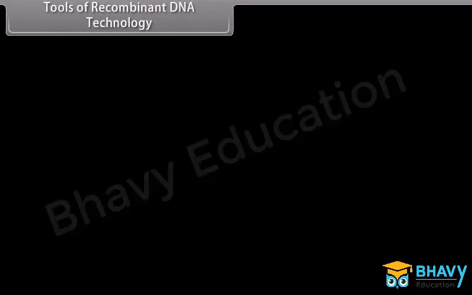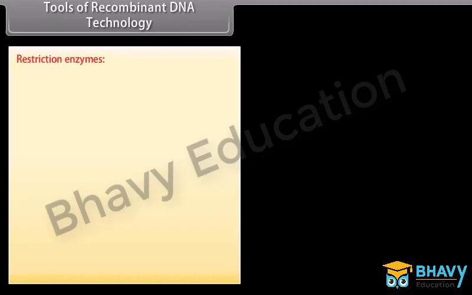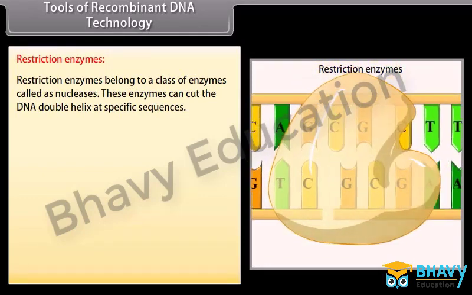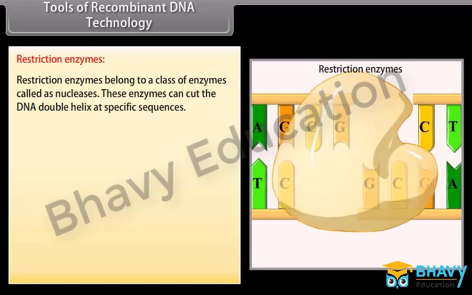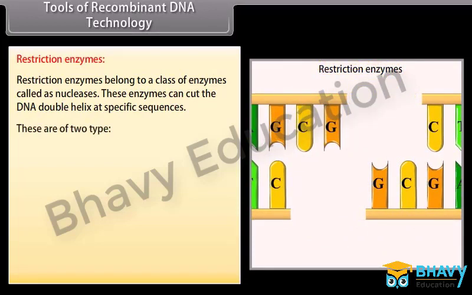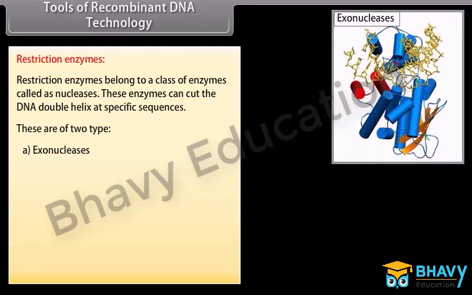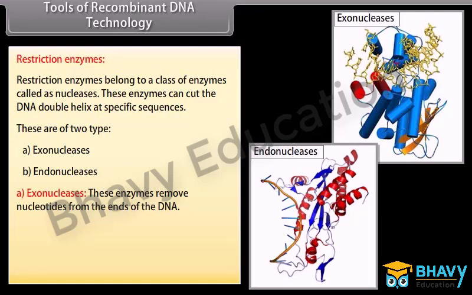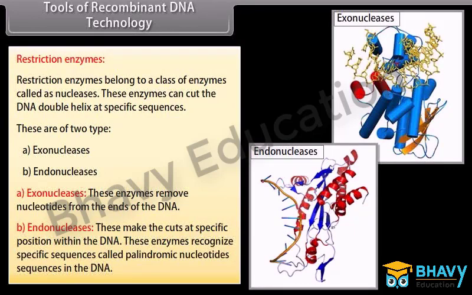Tools of recombinant DNA technology. Restriction enzymes. Restriction enzymes belong to a class of enzymes called nucleases. These enzymes can cut the DNA double helix at specific sequences. These are of two types: exonucleases and endonucleases. Exonucleases. These enzymes remove nucleotides from the ends of the DNA. Endonucleases. These make the cuts at specific positions within the DNA.